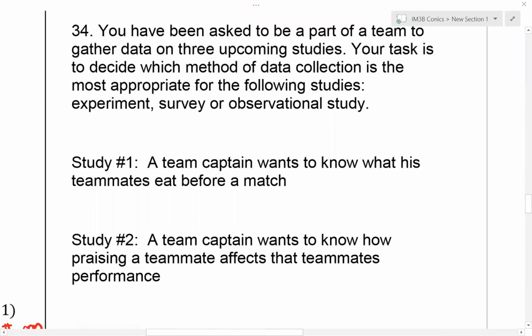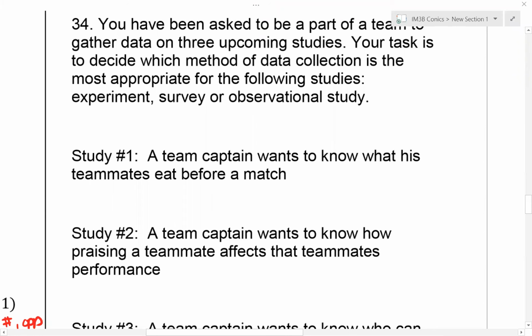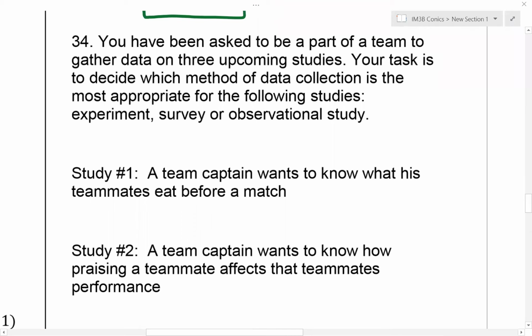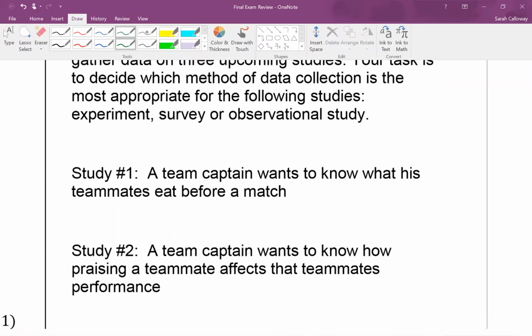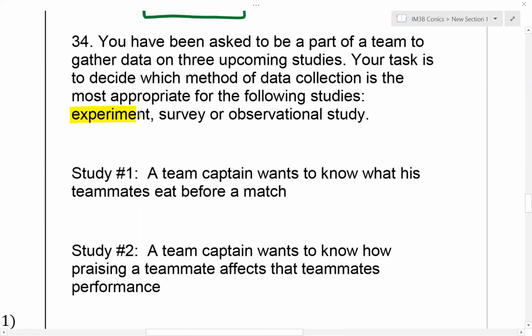Okay, so number 34, you've been asked to be part of a team to gather data on 3 upcoming studies. Your task is to decide whether the method of data collection is most appropriate. So experiment. Remember, with an experiment, it's something where you have 2 groups and you usually use some kind of control, and, wow, I can't spell control.